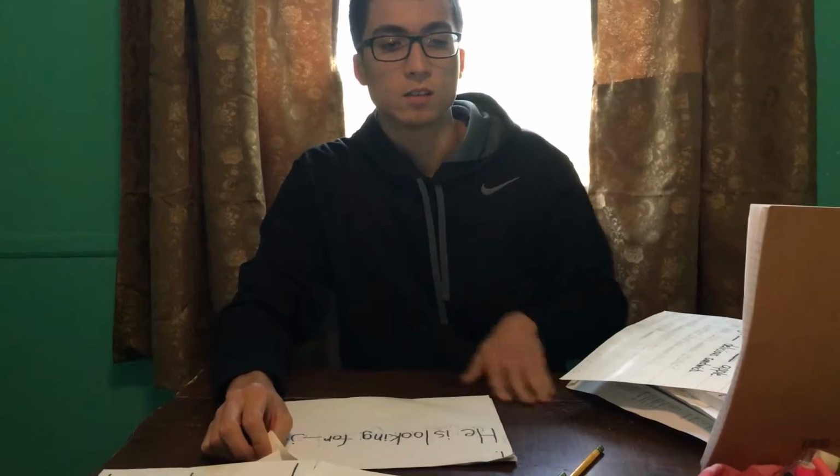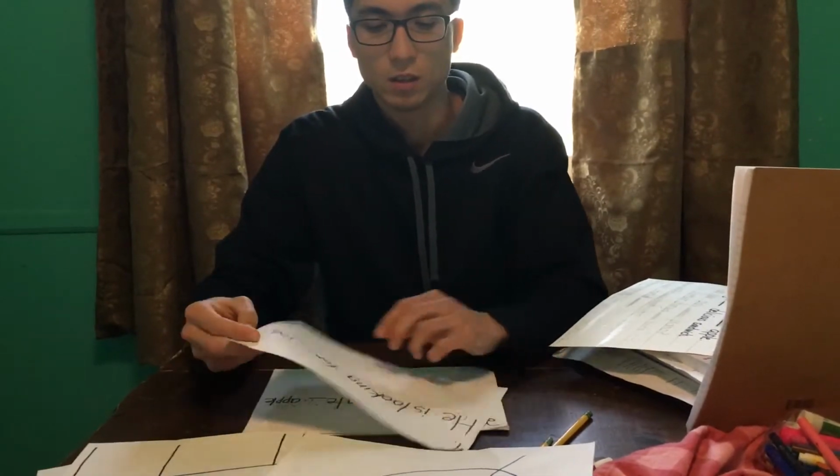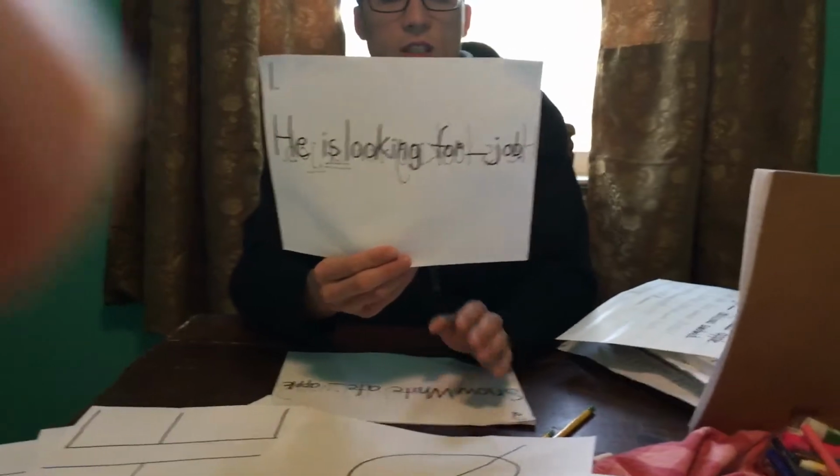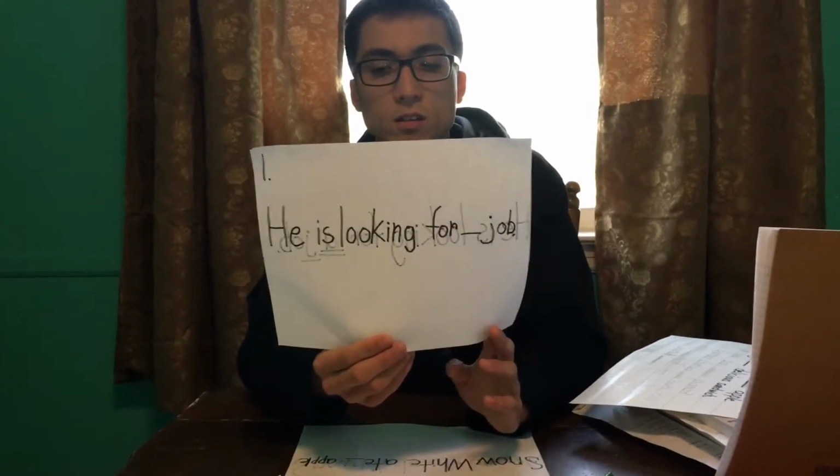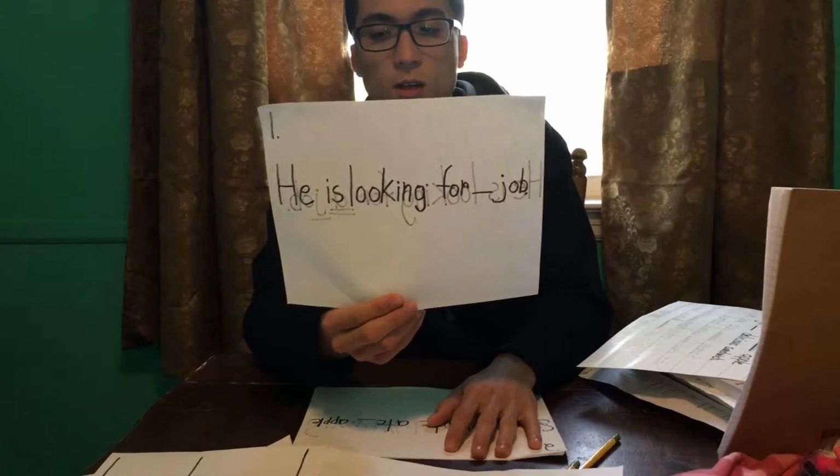I have a few example sentences that discuss how to use articles, and the best way to do it is by having a closed test. The first example sentence is, he is looking for blank job. Now the correct way to determine the article is by looking at the following word, job, and since job starts with a consonant, it would be, he is looking for a job.